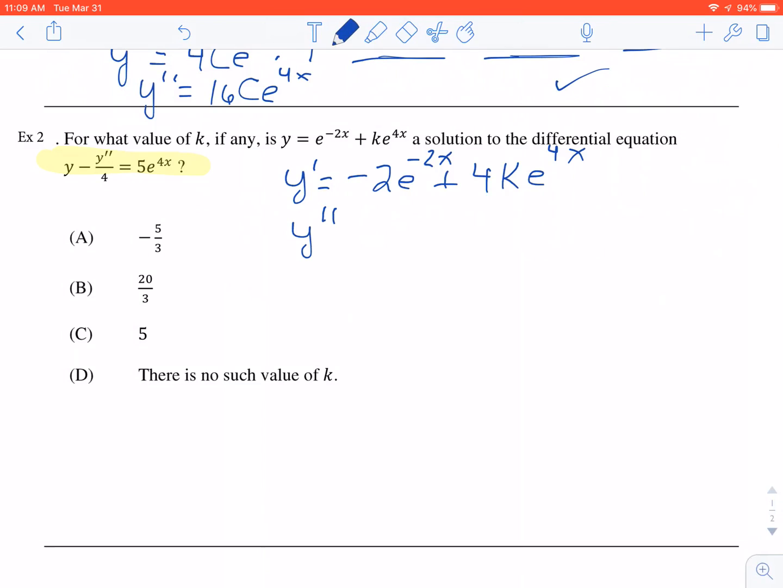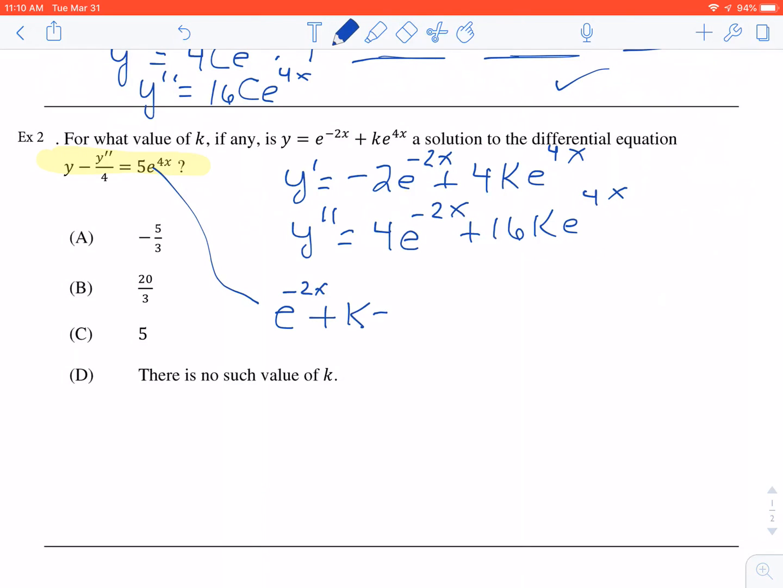And then the second one. Then what I'm going to do is put everything back into that differential equation. So y minus 1/4 of y double prime, and I want to say, is that equal to 5e to the 4x?